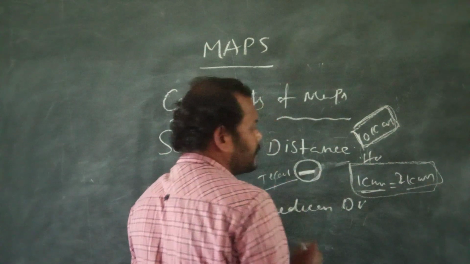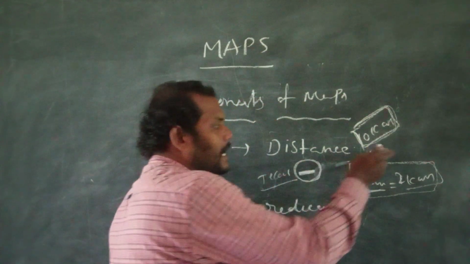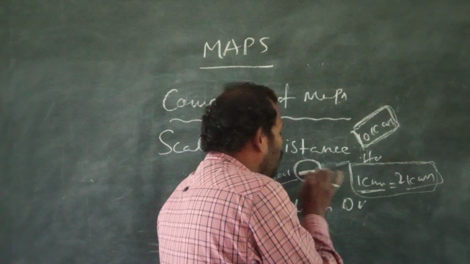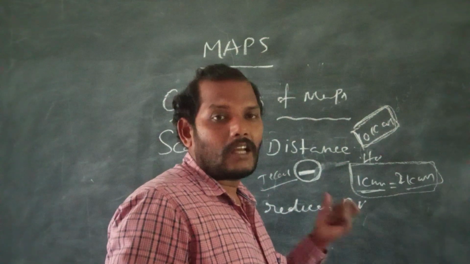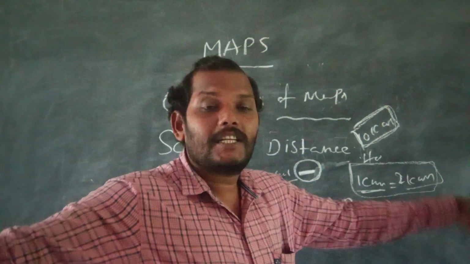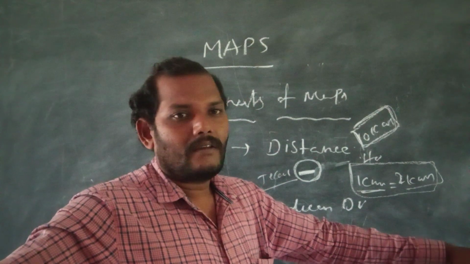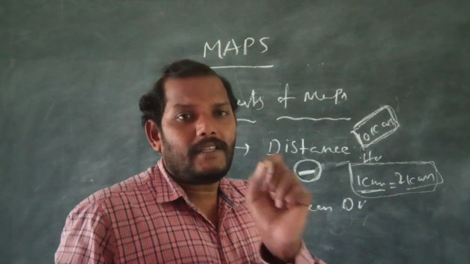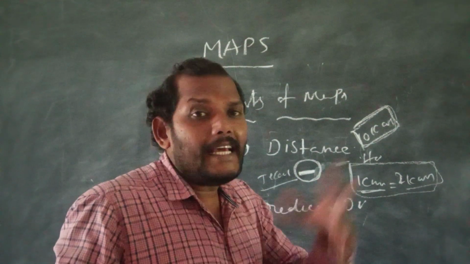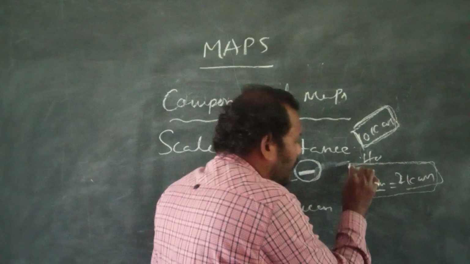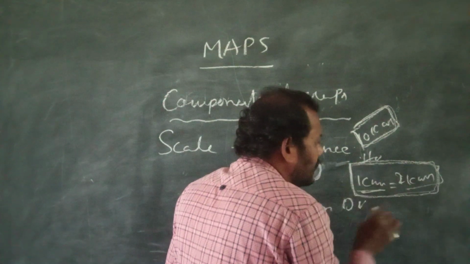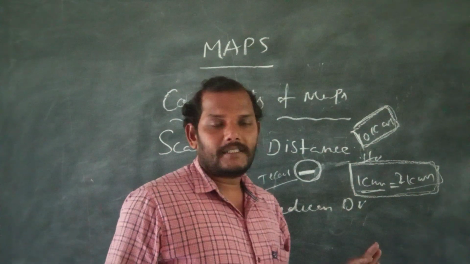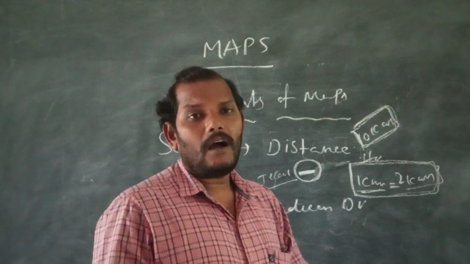What is the distance from the Technical bus stand to your house? 10 kilometers. But you cannot draw a 10 kilometer line. It is not possible. You draw only a 5 centimeter line with the scale. It represents 10 kilometers because each 1 centimeter represents 2 kilometers. This is how it is shown on the map.